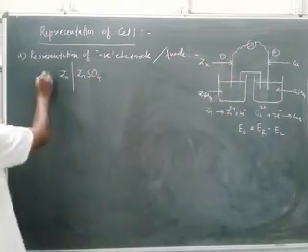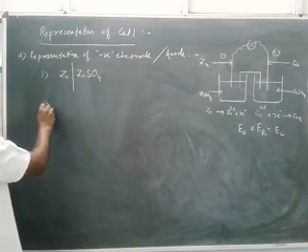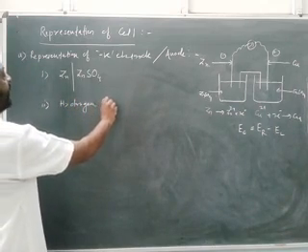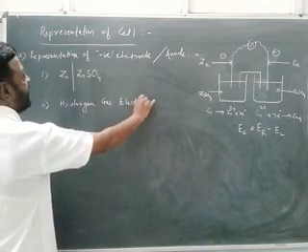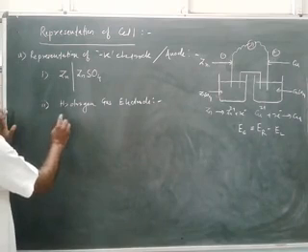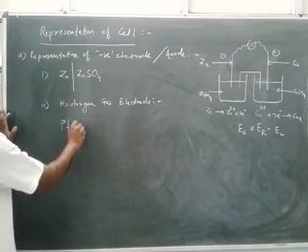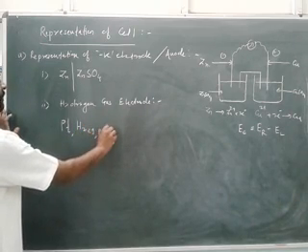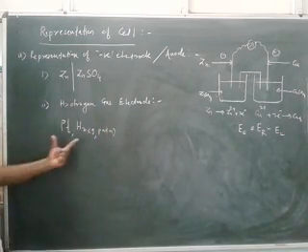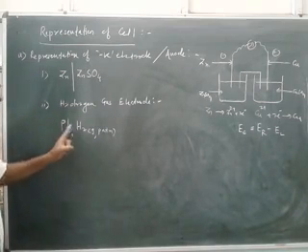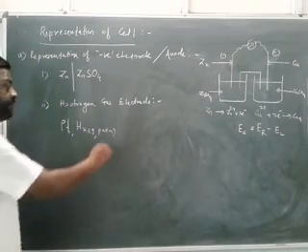This is the first example. Second example: the hydrogen gas electrode. For the representation of the hydrogen gas electrode, first we write the solid phase. The solid phase is platinum, which is in contact with hydrogen gas at pressure P atmospheric. So platinum is the solid phase, and this solid phase is in contact with hydrogen gas and dips into the solution.